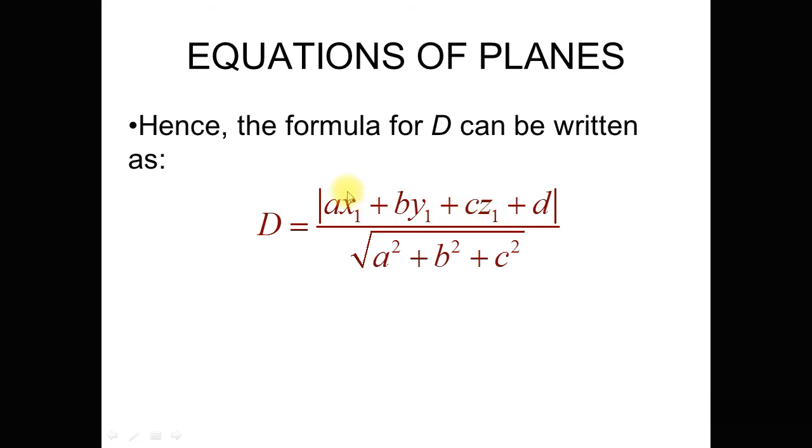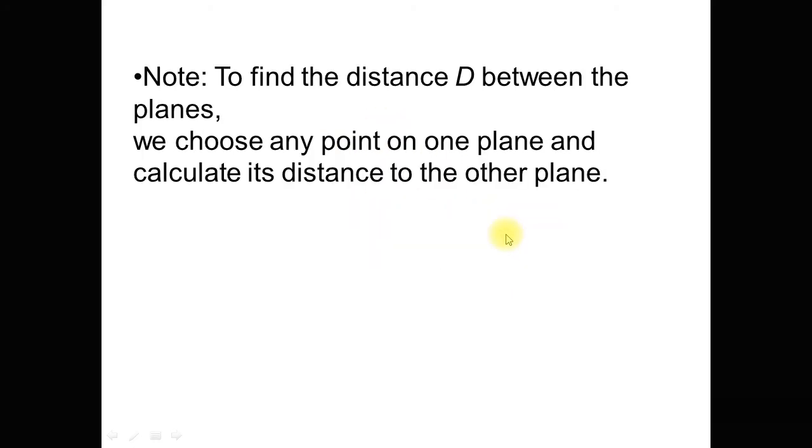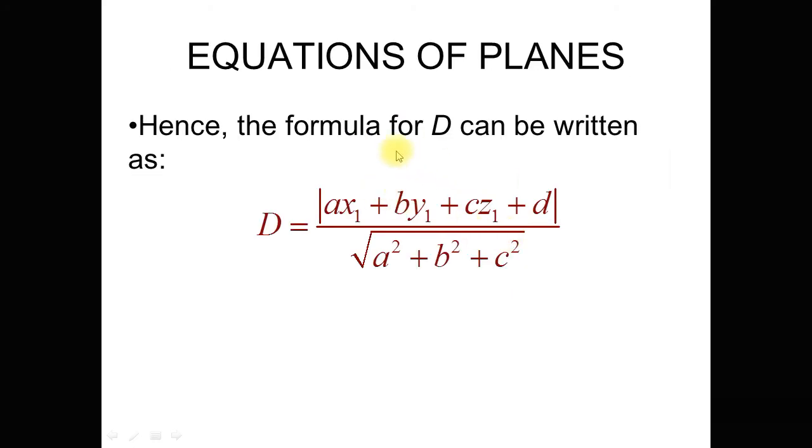So replace x by x1, replace y by y1, and replace z by z1, and divide by the magnitude, the modulus. The denominator involves the coefficient of x squared, the coefficient of y squared, and the coefficient of z squared. So this is the distance formula between a plane and a point outside the plane.